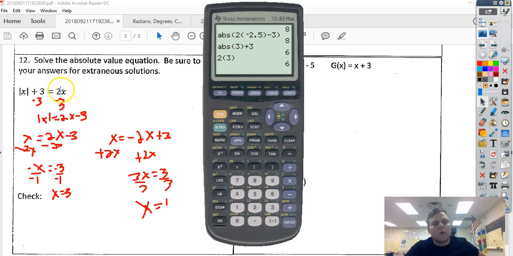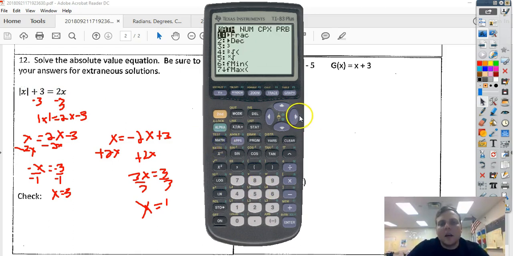Because when I plugged in for both x's, the left side and the right side of the equal sign both work. Alright, let's try this other one. This time, instead of plugging in a 3, I'm going to plug in a 1. So the absolute value of 1 plus 3, and that gives me 4.